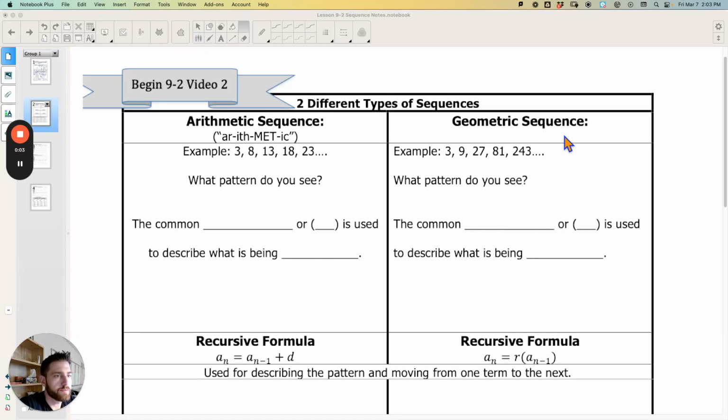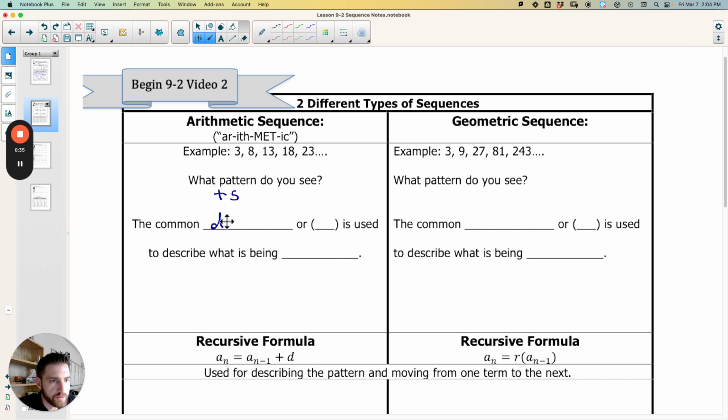We're just going to jump right in here to do a couple of examples of the differences between arithmetic and geometric sequences. On the left here, we've got an arithmetic sequence, and on the right, we have a geometric sequence. We're trying to recognize patterns. The pattern that I see here is that it looks like it's increasing by 5 each time. So it looks like it's going up by 5.